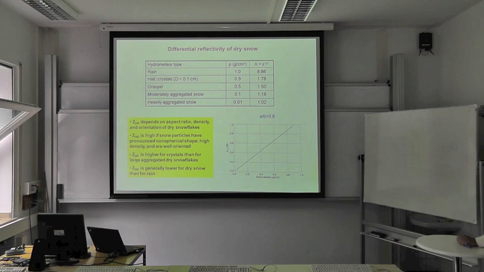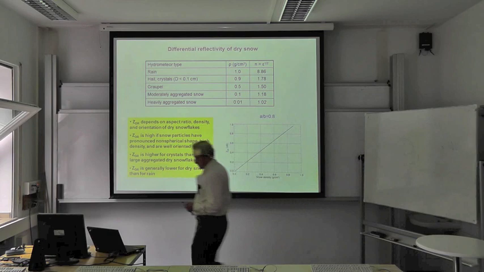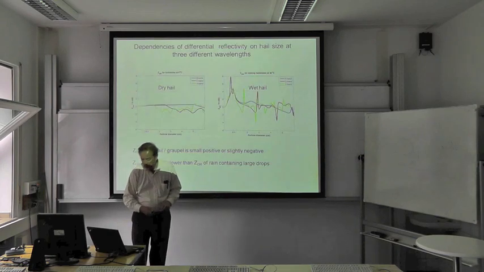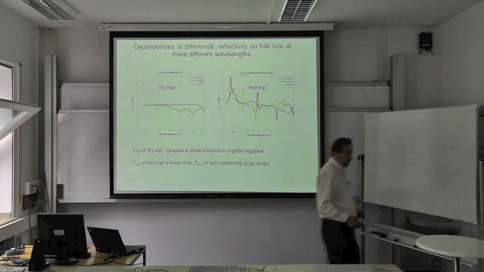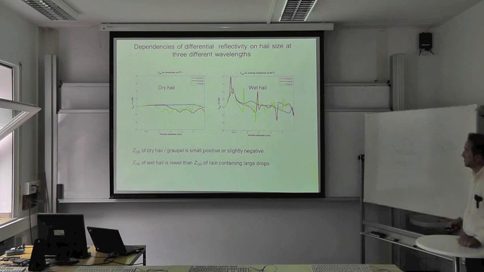Okay, but one thing one has to keep in mind is that ZDR is higher for crystals than for large aggregated snowflakes. It is generally lower for dry snow than for rain. Those are probably the two most important conclusions regarding differential reflectivity. And the dependencies of differential reflectivity on size can be very, very complicated for, say, melting hailstones, for very large particles.